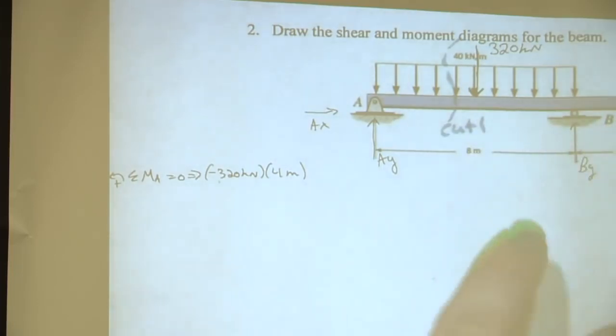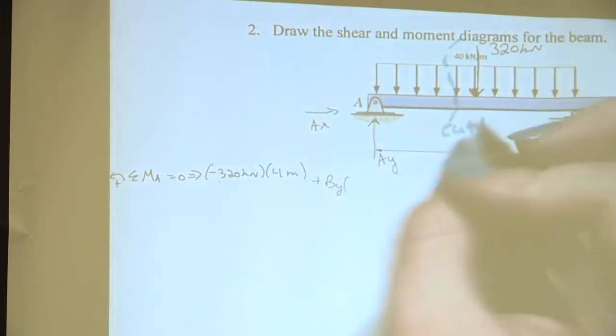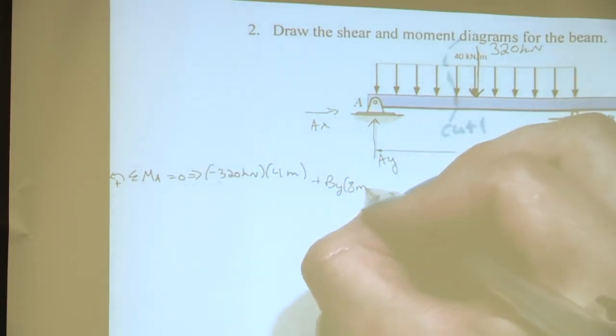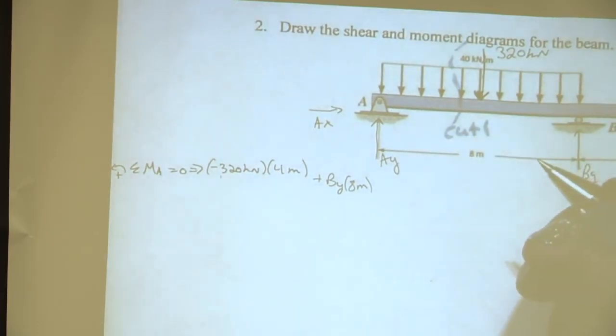Okay, awesome. So the BY, is it positive or negative? And perpendicular distance is 8 meters. Awesome. What else do we need to have in our equation? There is a moment at C. Okay, awesome. Moment at C.